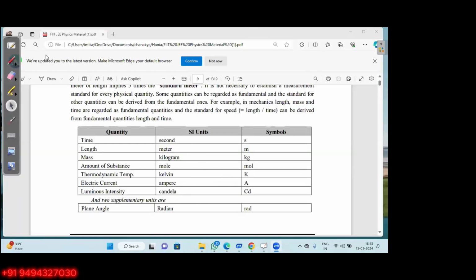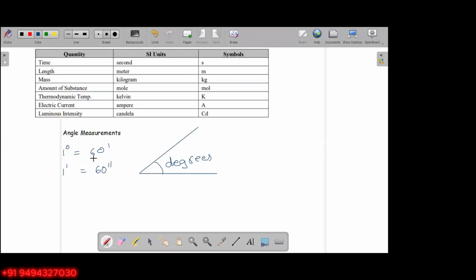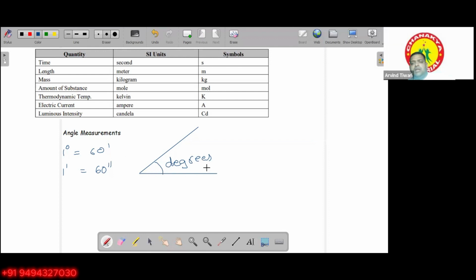Okay, so we were discussing the measurement of angle. 1 degree is equivalent to 60 minutes. That means 1 degree can be divided further into 60 parts, and each part we call 1 minute. And each minute would be equivalent to 60 seconds. This we call the sextant measurement. Currently, we do not use degrees. Instead of degrees, we use the radian measurement of the angle.